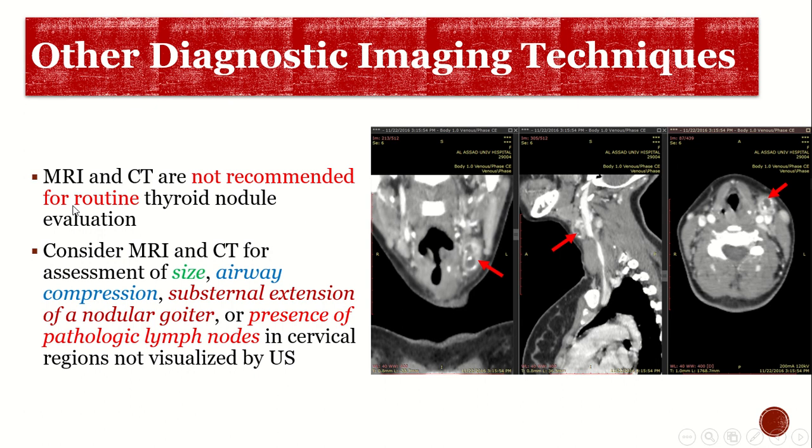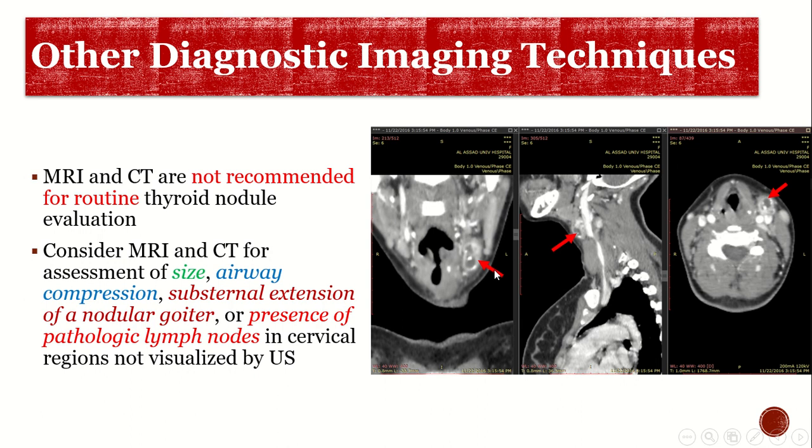They are not recommended for routine assessment of thyroid nodules. We consider them for assessment of size, when nodules are not seen within the linear array, also to see airway compression, in the substernal extension of nodular goiter, and when pathologic lymph nodes are not seen within the ultrasonography.